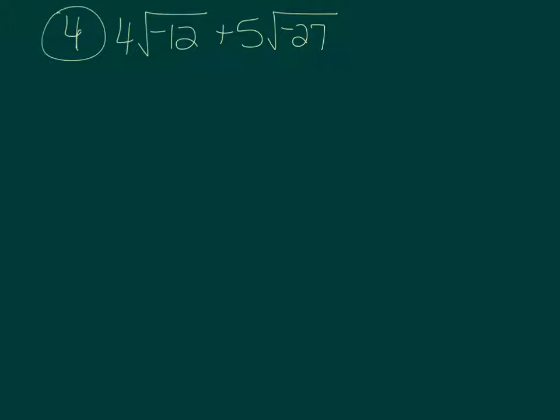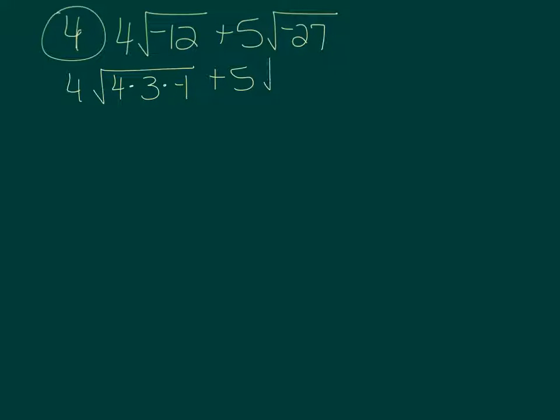Number 4, we need to do what this says to do. We need to write our answer in standard form. So we have some radicals here we need to simplify. So I know I can write 12. I'm looking for a perfect square. So 4 divides 12, 4 times 3, and then I know there's a negative 1 there, right?